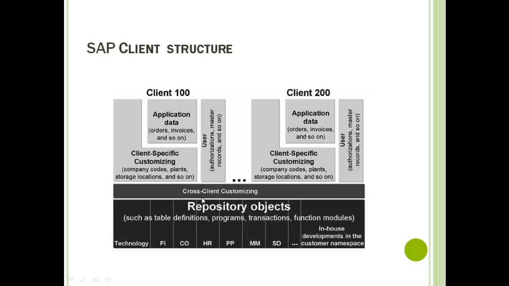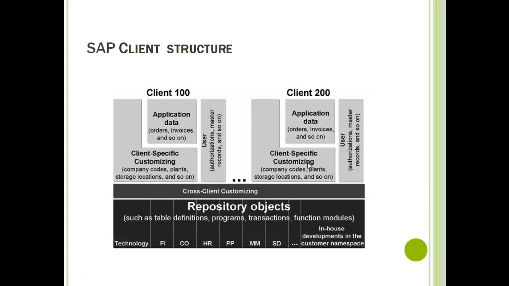Then let's see what is cross client customizing. Repository objects, some of the tables and some of the table information, are cross client information. Let's say the user, for example. We saw that user is client specific, but the table itself is a cross client object. So the same table is available in 100 as well as 200. Let's see, then you will get it.